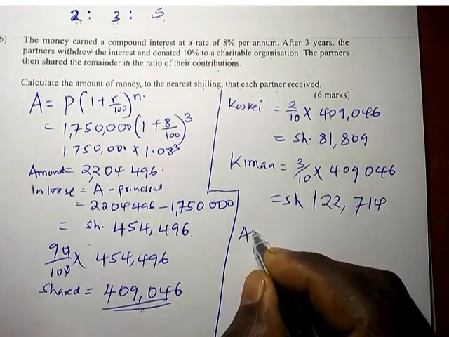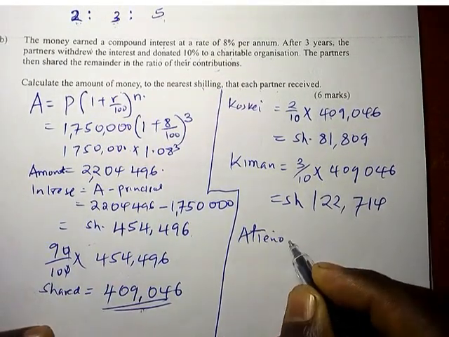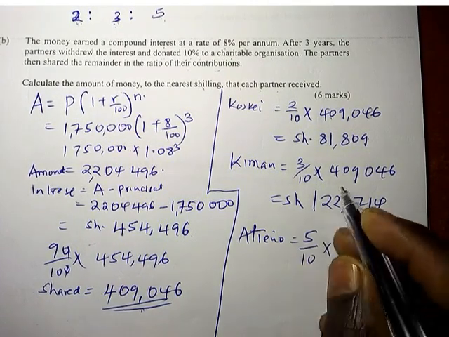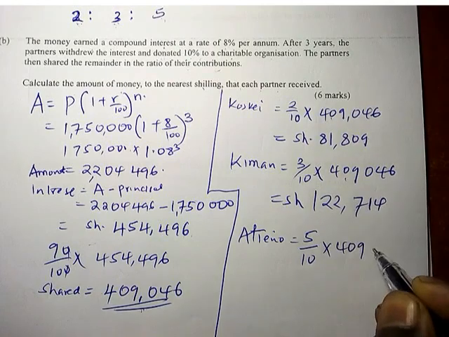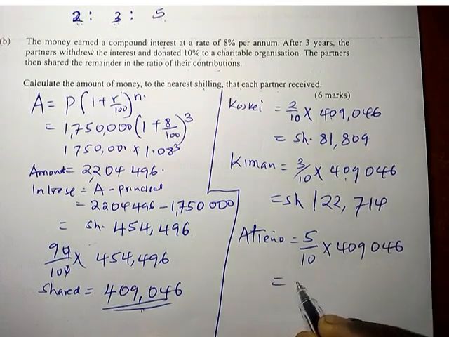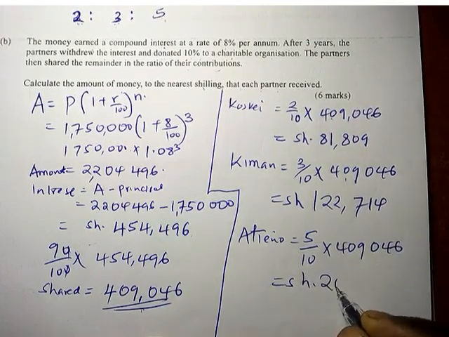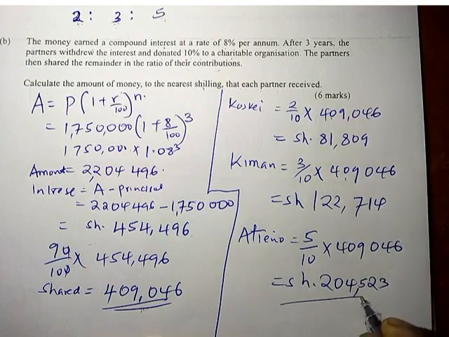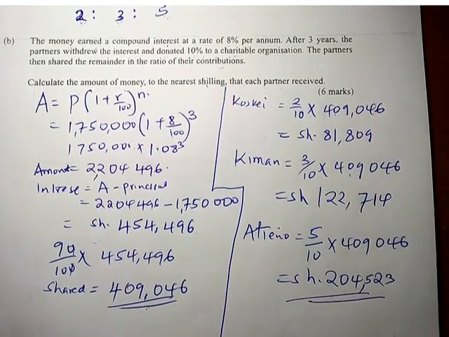The last one is Atieno, which is 5/10 times this 49,046. That one will give us shillings 204,2523.